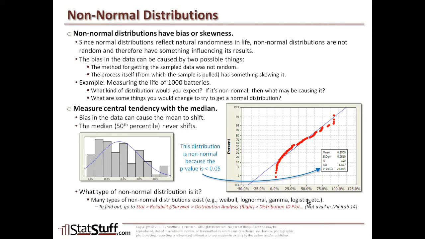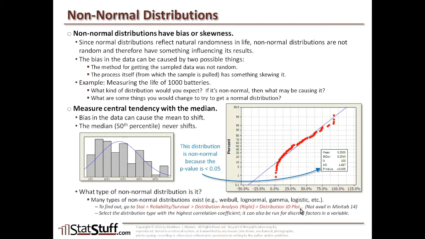Now, this is not available in the student version of Minitab 14 that's available out there. It's more in the full version that's available. So if you have a full version of Minitab, then you can follow through the menu to Stat, then Reliability/Survival, then Distribution Analysis Right, and then Distribution ID Plot. Using that particular tool, you'll be able to figure out, based off of the one that has the highest correlation coefficient, the type of non-normal distribution you probably have. Again, if you're doing some tests that require knowing the type of non-normal distribution, this is one method you can use to figure it out.